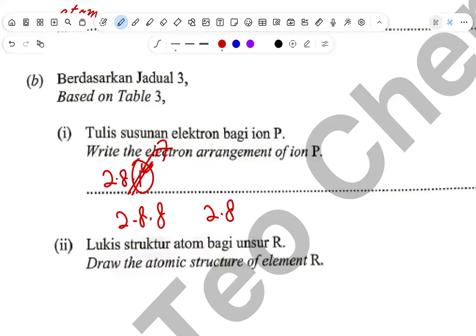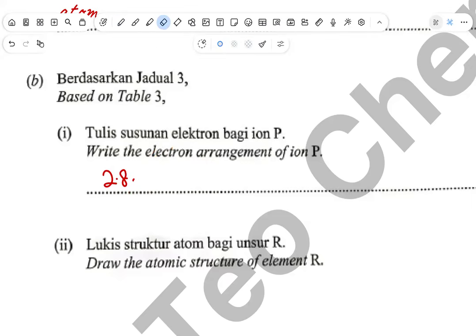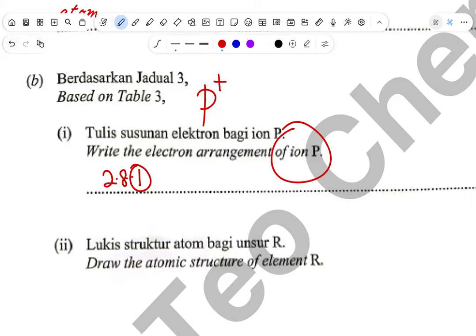Common sense, which one is easier? Donate, right? So if I got 1 valence electron, I will donate 1 electron away to become 28. And when P donated 1 electron, it becomes P plus, and it became the ion. So if I want the electron arrangement for ion, it is 28. If I want the electron arrangement for atom P, then it is 281.